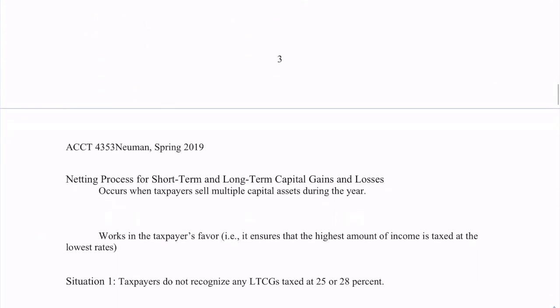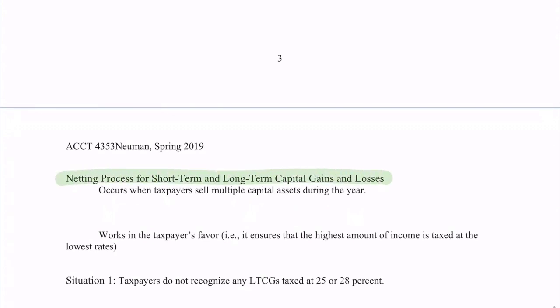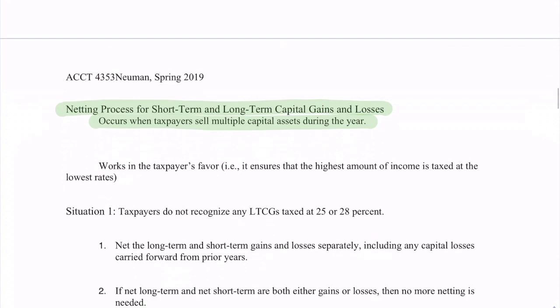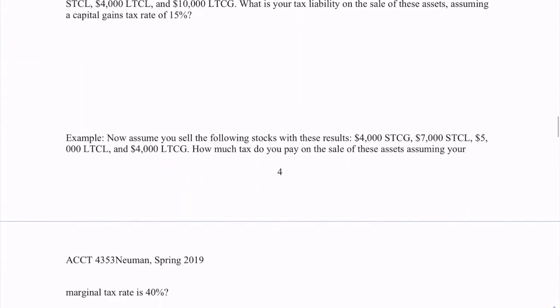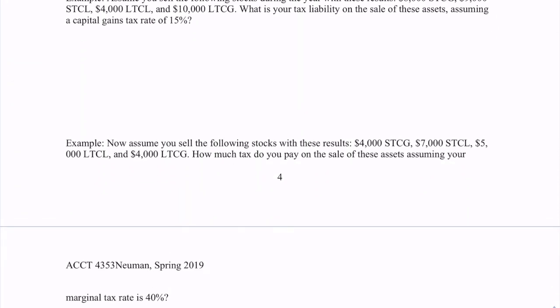So the netting process for short-term and long-term capital gains occurs when the taxpayer sells multiple capital assets during the year. This is what I didn't want to go through in a lot of detail because I want to work through the examples. As we're working through the examples, you can come back and look at these steps. Situation 1 is when the taxpayer doesn't have any long-term capital gains at the 25 or 28% category. It goes through the steps there, and I'm going to skip to the example.